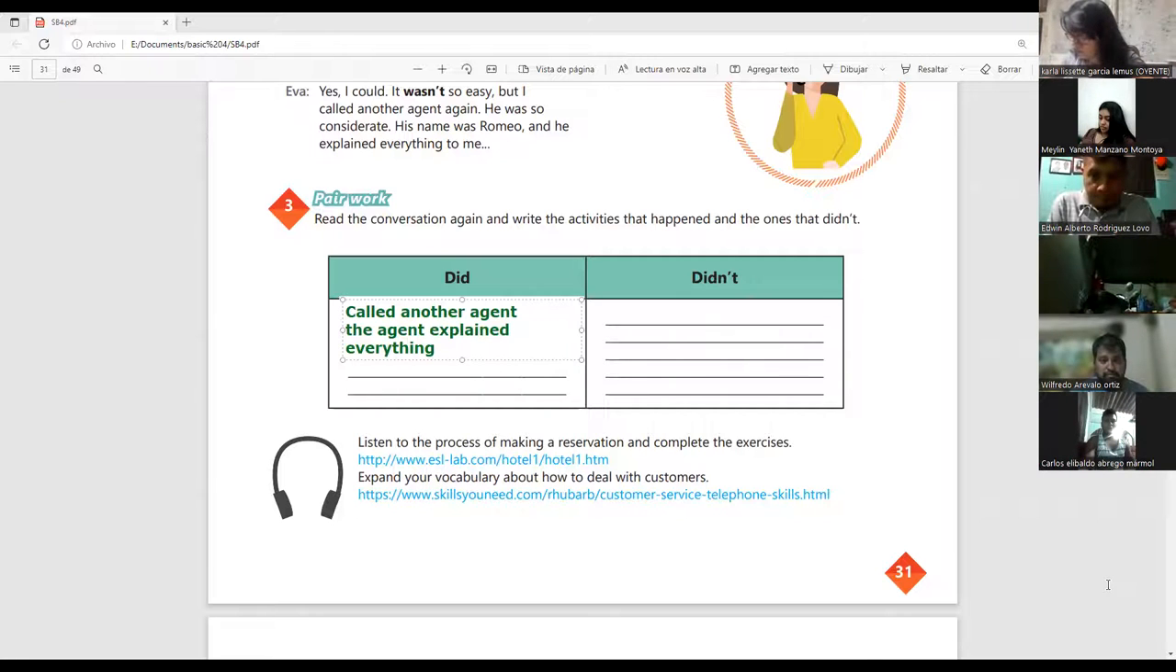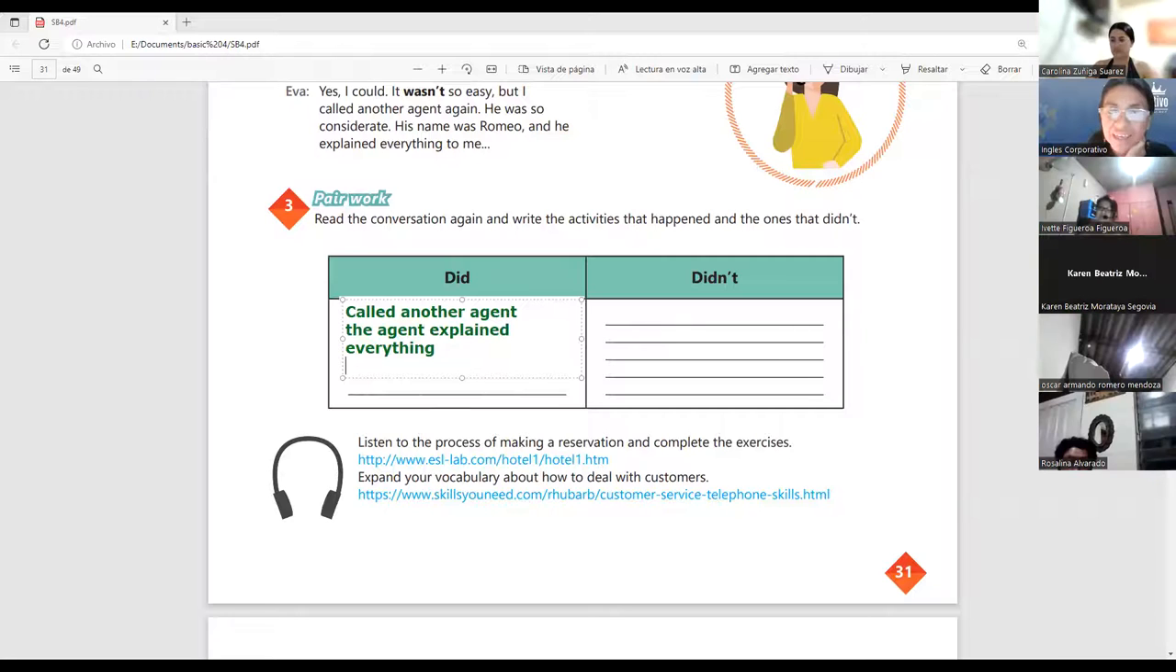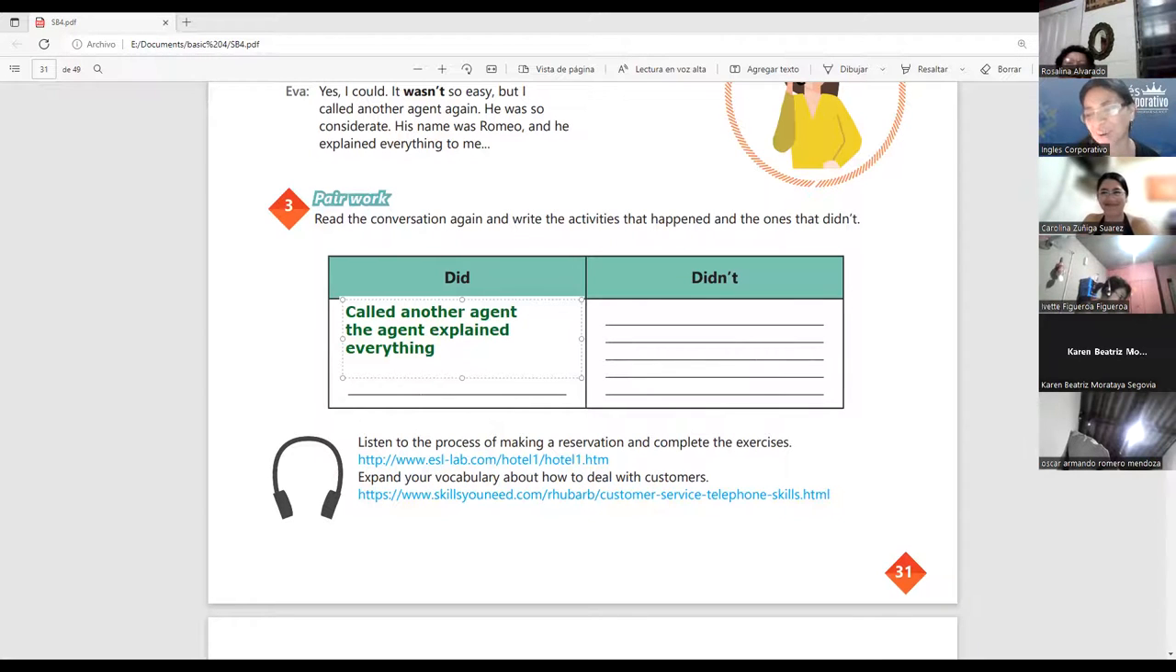I don't know. Elibaldo, Maylin, Carlita. Anything on the did category? Yes, Caro. We put in the did, he explained everything and he called another agent. El primer verbo explain, Carolina, dígamelo otra vez. Teacher. Explained. Explained. Con D. Explained. Very good, Carolina. Yes, explained everything and called another agent. Muy bien. Repetir este módulo como tres veces. Bueno, all right, it's okay. All right, very nice. No, Caro, ya va a ver que no. Solo que en el otro se acordará de mí, ya va a ver, yo sé.